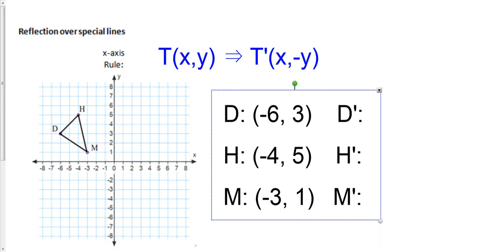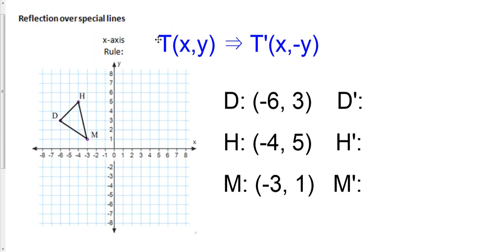Now, there are a couple of special reflections that we can work with. If we are reflecting over the x-axis, remember the x-axis is this line right here. It's the horizontal axis. If we are going to reflect over that, and we know where our points are at, so like D is at (-6, 3). H is at (-4, 5). M is at (-3, 1). There's a certain rule we can use, and I want you to write down this rule.